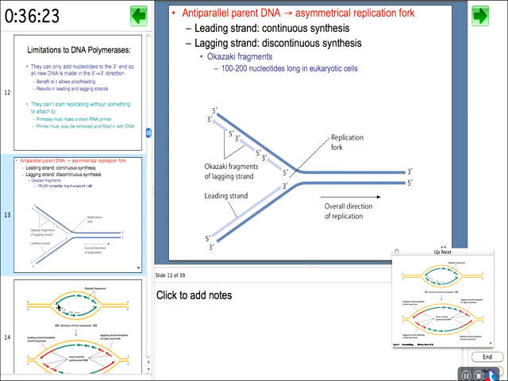When you hear that, it just means that it's half old, half new. It seems obvious to us now that we understand the process of DNA replication. It wasn't so obvious when they were first discovering replication.